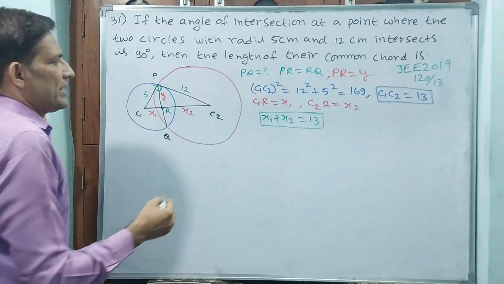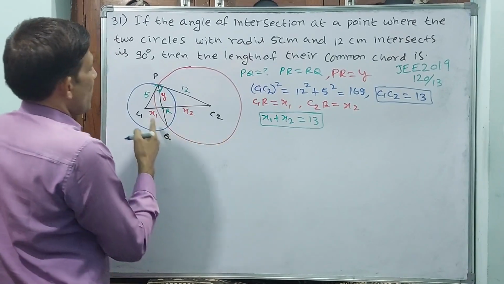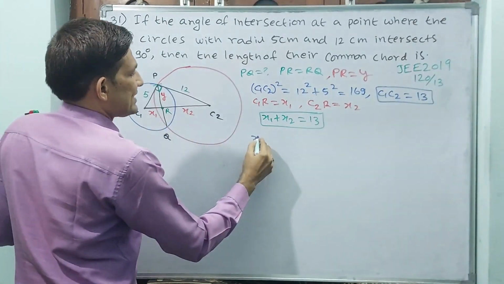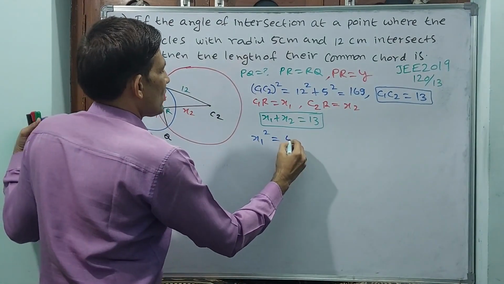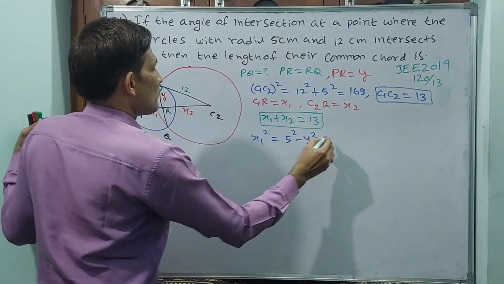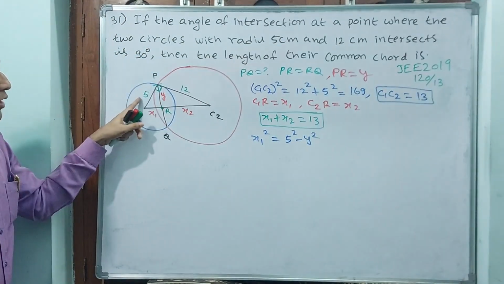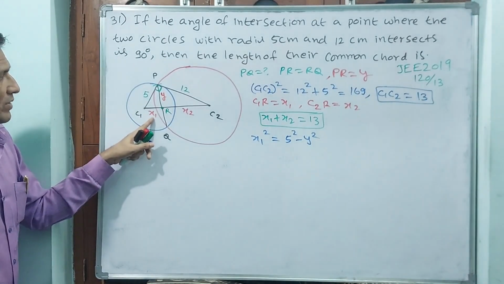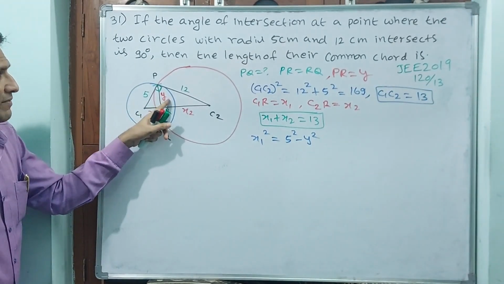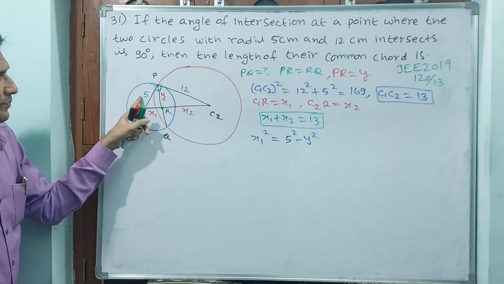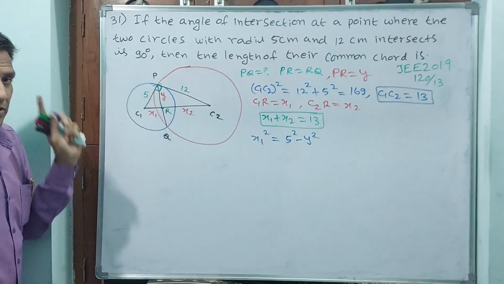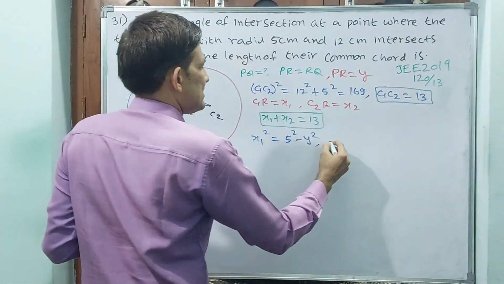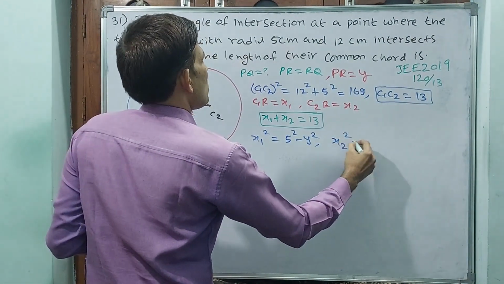See, this formula I am writing. x1 square is equal to 5 square minus y square. Why? Because this is the hypotenuse, the bigger one. x1 square plus y square is equal to 5 square, or else x1 square is equal to 5 square minus y square. This is one thing. And what about x2 square?